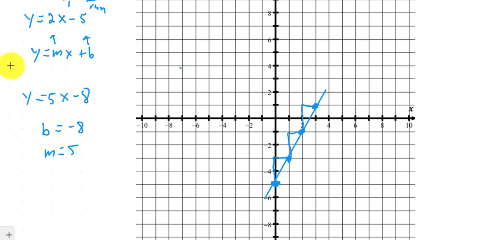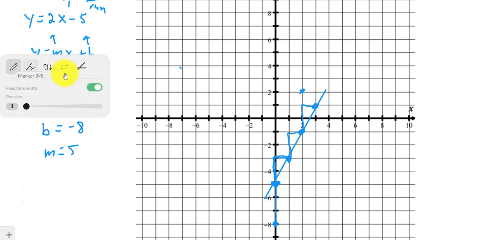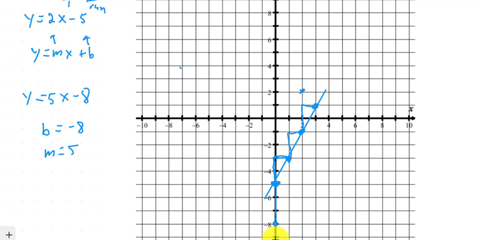Let's get our pen. All right. So here is -8. And my slope is 5. So I'm going to go up 5 units: 1, 2, 3, 4, 5, and over 1 unit. And then I go up 5, 1, 2, 3, 4, 5, and over 1. And when I connect these points, let's see how it looks. Okay, there's my line. It looks like my intersection is happening right here at this point.